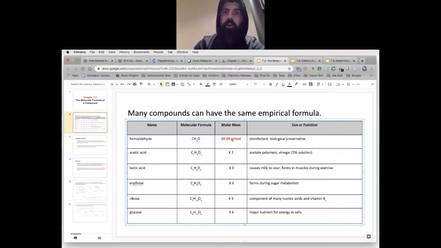Okay, so all we need to do is find the molar mass of the empirical and multiply by whatever that value is. So if we want to find the molar mass of glucose, we could take the empirical formula of glucose and multiply by 6, because the glucose molecule is a multiple of 6 from its empirical formula.